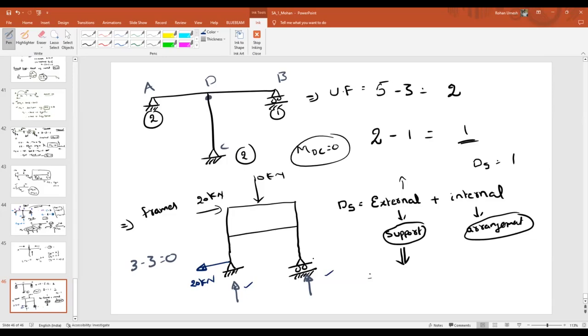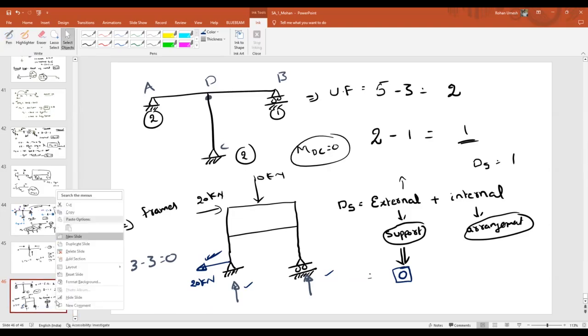These two we have to solve by considering moments, summation of moments at any point equal to 0. I am not doing it because it will take time and is not needed. But this we should understand. Whichever can be found easily, you have to know immediately. Now, because of the supports, there is no indeterminacy in the structure. So what is the external indeterminacy? 0. Do you guys agree with this? External indeterminacy is 0.